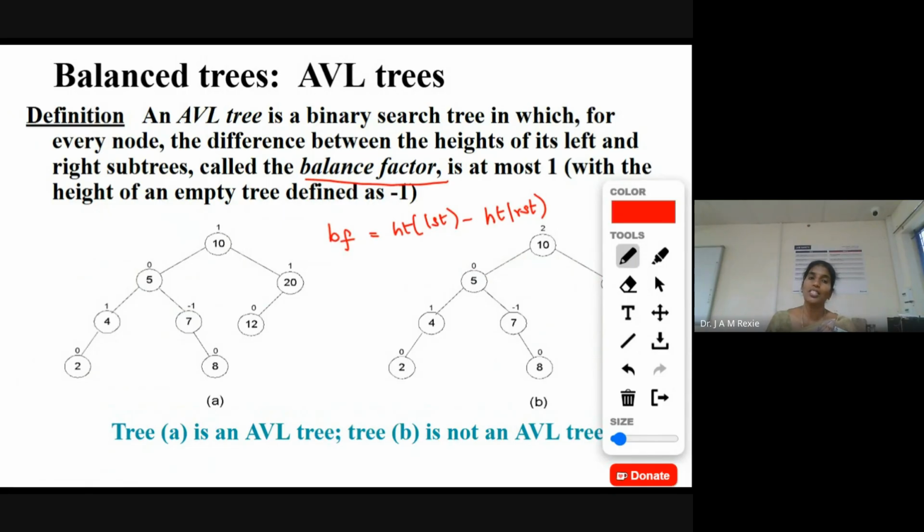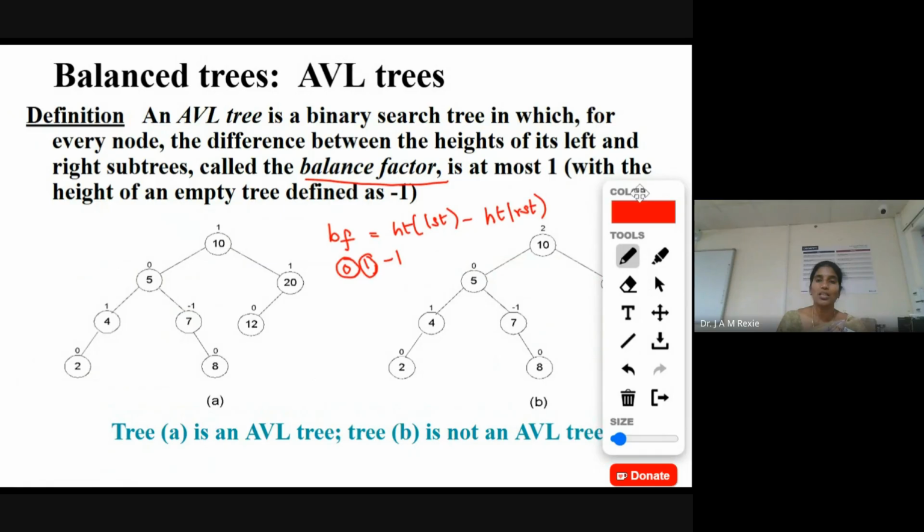For every node in the tree, the balance factor should be either 0, 1 or minus 1. If it becomes 2 or minus 2, then that tree has to be balanced. For balancing the tree, we have different kinds of rotations based on the insertion that we are making. If the balance factor is 0, every node is either a leaf node, or the heights of the left and right subtrees are equal. If the balance factor is 1, the left is heavier than the right side, and if it is minus 1, the right is heavier than the left side.